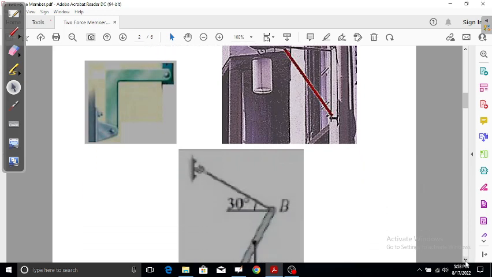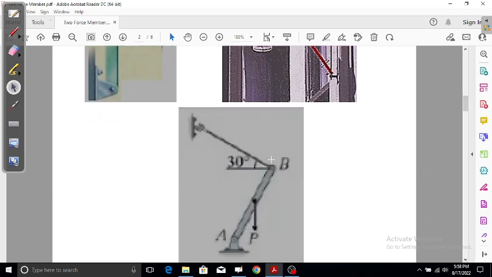Another example, if you look, a cable is connected from this point to this point. This can also be treated, not AB, but from B to this point, as a two-force member. So I hope you have understood the concept of two-force members.